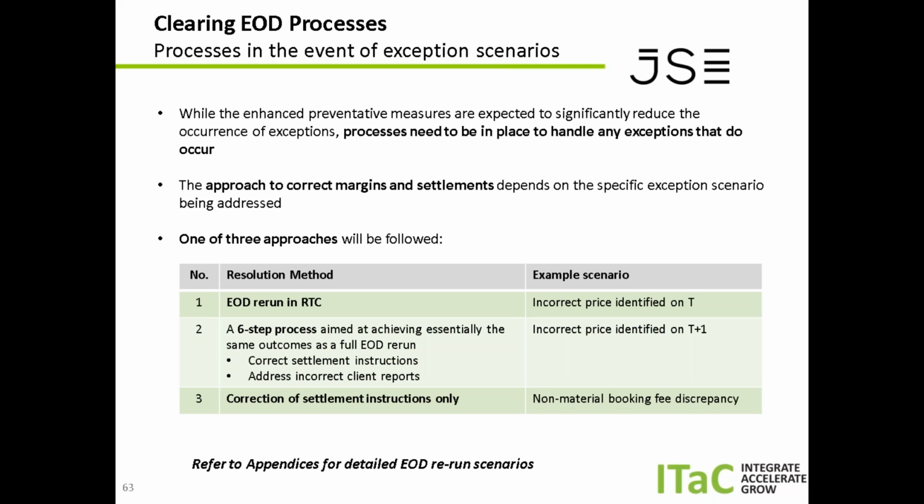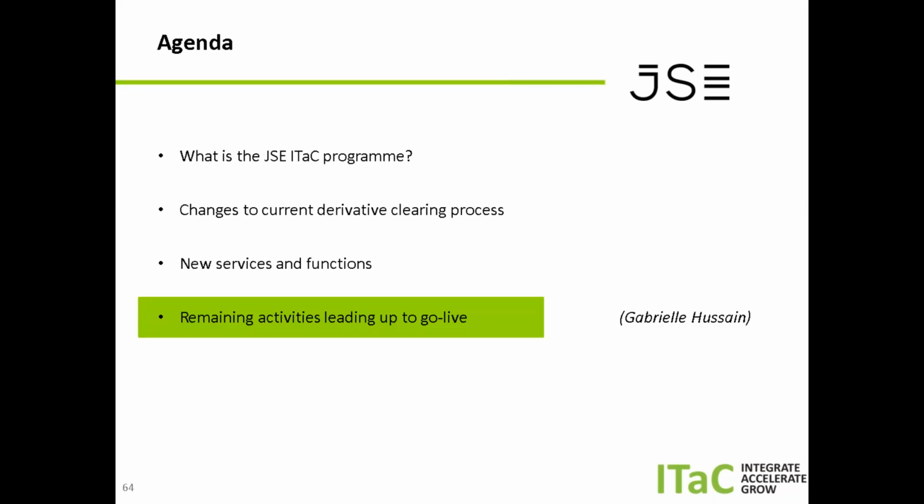Okay, and then you've got the third resolution method, which is the correction of settlement instructions. This is where we've got the booking fee wrong, or we've got a risk fee wrong. It's not a huge balancing issue. It's a soft balancing issue. That's all I have. Any questions?